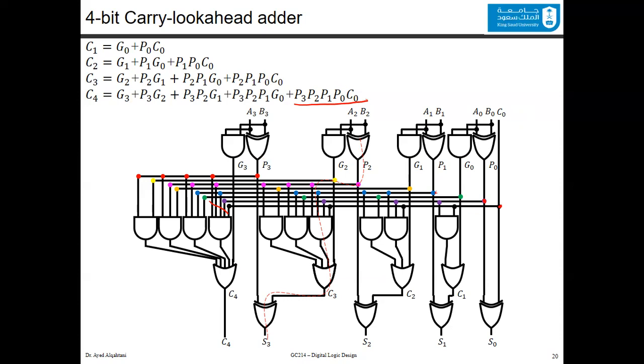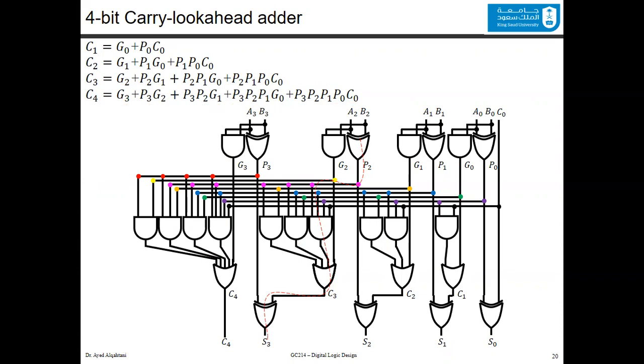Now you know the idea behind this. Also, there is something that you should notice. For example, if you take C4, you have a 5 input AND followed by 4 input AND followed by 3 input, ending with 2 input AND and then a single variable term. You can see this is the 5 input, 4, 3, and then 2, and this is the single term, G3. Similarly here and here and also here. This is the carry look-ahead addition.